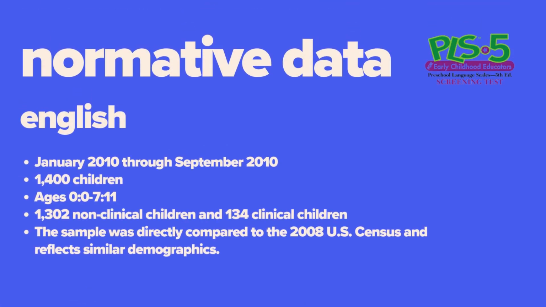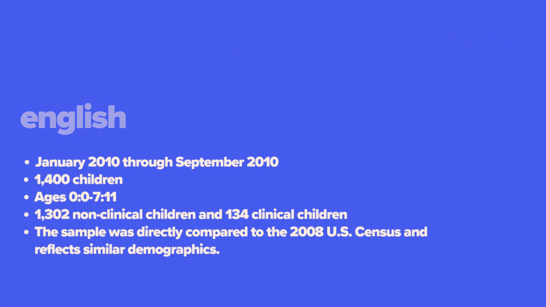Now for some normative data. The English version of the screener was standardized on 1,400 children, and this standardization was done from January 2010 through September 2010. The children that were a part of the sample were between the ages of 0 and 7 years and 11 months, and the sample included 1,302 non-clinical children and 134 clinical children. This sample was directly compared to the 2008 U.S. Census and reflects similar demographics.